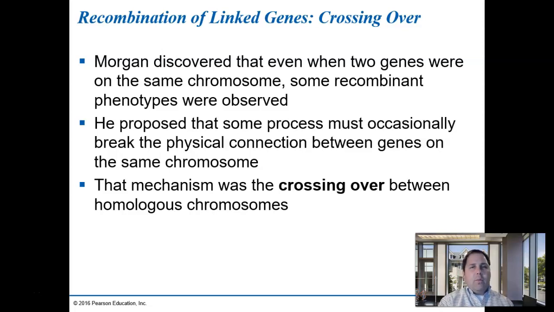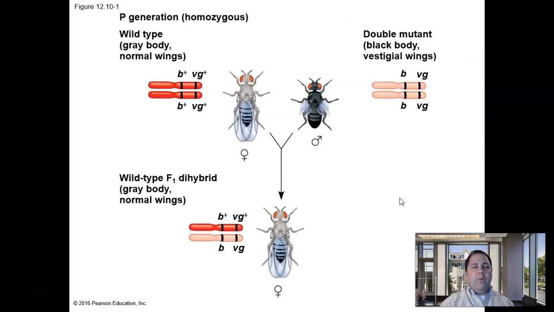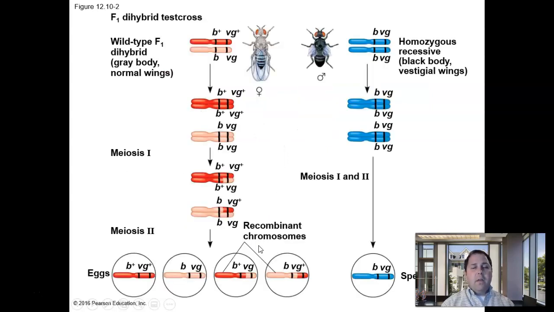So remember we talked about crossing over being a fairly rare event, but it allows a chromosome to combine with its homologous chromosome during meiosis and basically mix and match some pieces and parts. The mechanism for creating these recombinant phenotypes is that crossing over phenomenon. So if we think we've got a gray with normal wings, we've got a black with small wings, and we create that F1 dihybrid, right? So B plus VG plus B VG.